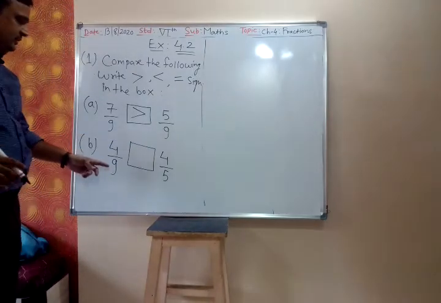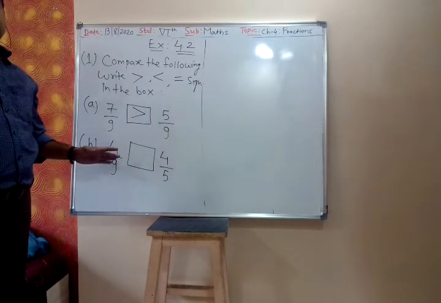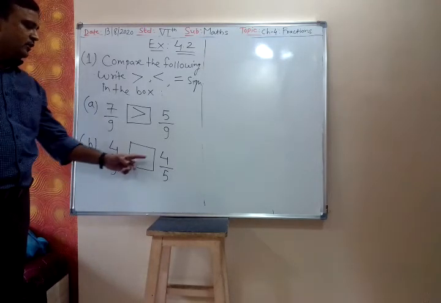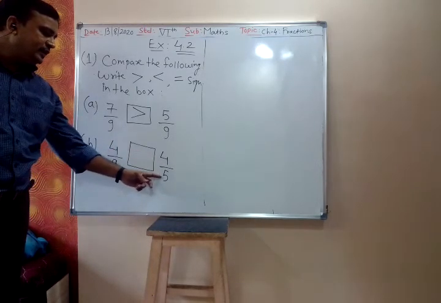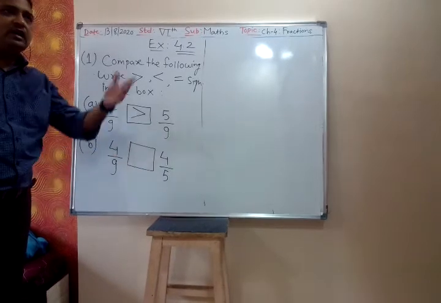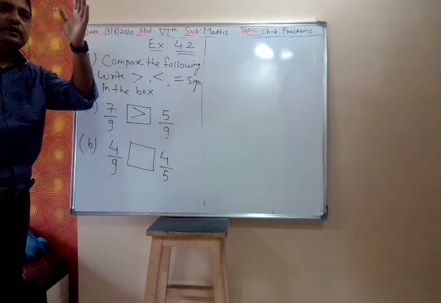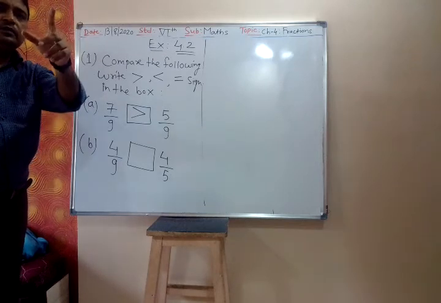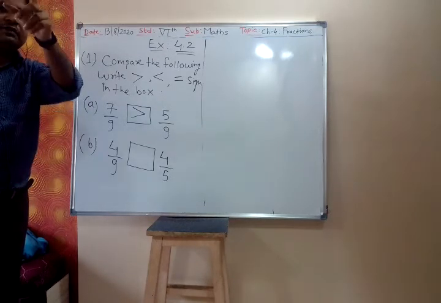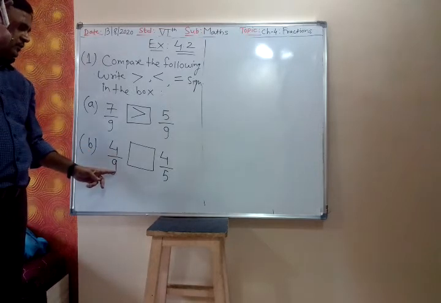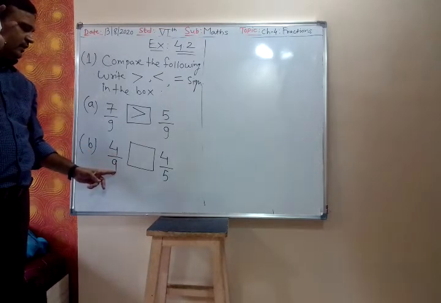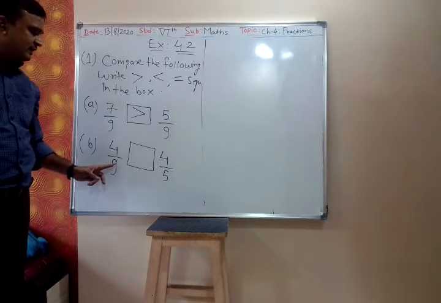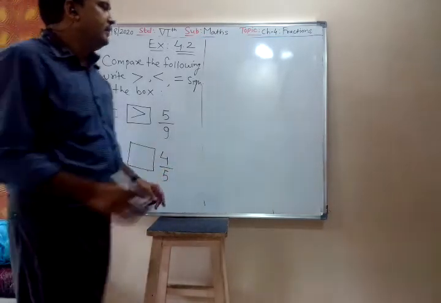Now 4 by 9, wait my dear. 4 upon 9, denominator is 9. 4 upon 5, denominator is 5. So denominators are different, so they are not like fractions. When they are not like fractions, I cannot compare directly. So first I will convert them into like fractions by taking the LCM of denominators 9 and 5.